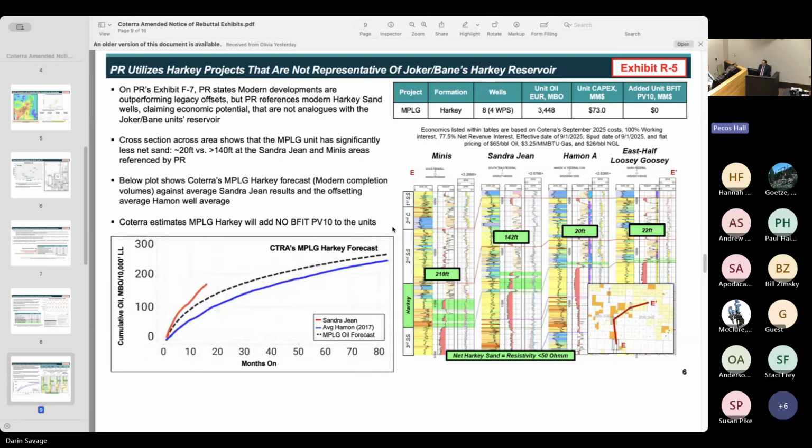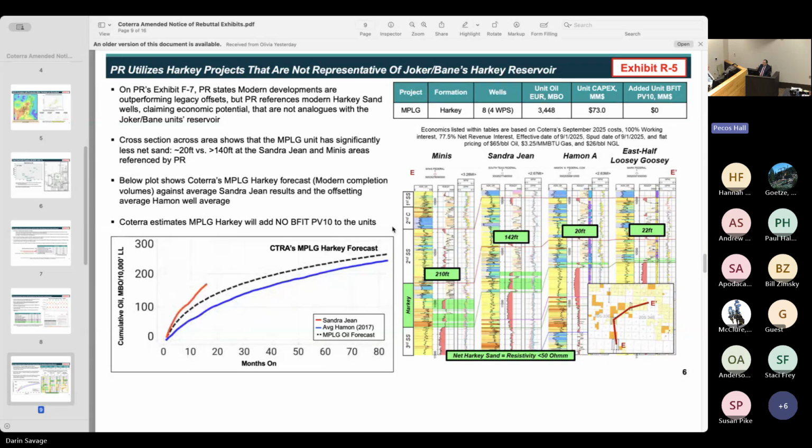And so what we walk through is on the west side, or the left side of the cross section, that's starting from the southernmost developments. That's where PR showed the best well results. So we can see the Harkey Sand is very thick there. As you move north and towards Mighty Pheasant, you can see that sand body thins out. So the Harkey specific interval is getting worse.